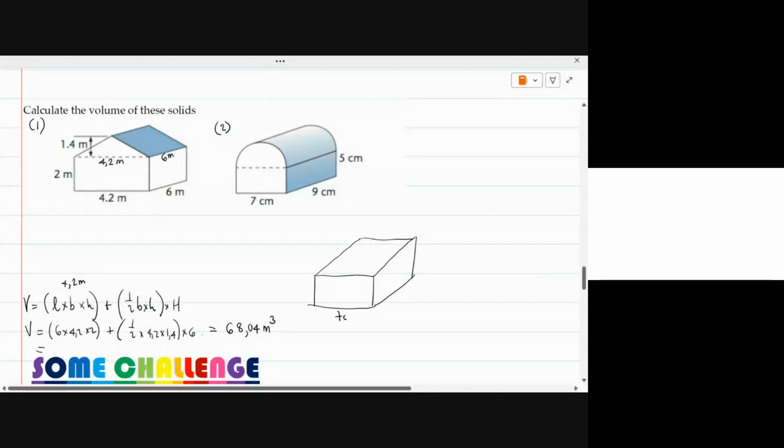All right, so this is 7 centimeters, this is 9 centimeters, and that is 5 centimeters. And we're going to plus that with, now if we look at this top part over here, are we all in agreement? This is half a cylinder. Yes, it's half a cylinder. So we're going to calculate the volume of a cylinder, and we're just going to take that and divide it by 2. We're going to half that. So we're going to have plus half the cylinder that we get here.